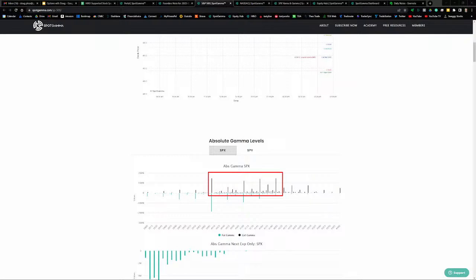And let's take a look at all the levels. So there's the 4000 level, and that is the key gamma strike as well as the put wall, and the put wall is the strike with the largest net negative gamma. And then here's the 4200 call wall, and that's the strike with the largest net positive gamma. So the put wall can be expected to act as support, and the call wall can be expected to act as resistance.